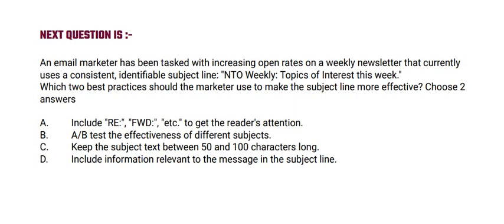Choose two options. And the options are: option A, include RE, FWD, etc. to get the reader's attention. Option B, A/B test the effectiveness of different subjects. Option C, keep the subject's text between 50 and 100 characters long. And option D, include information relevant to the message in the subject line.